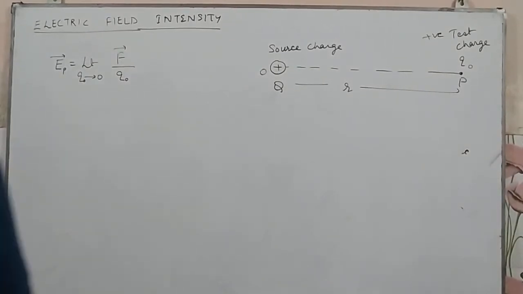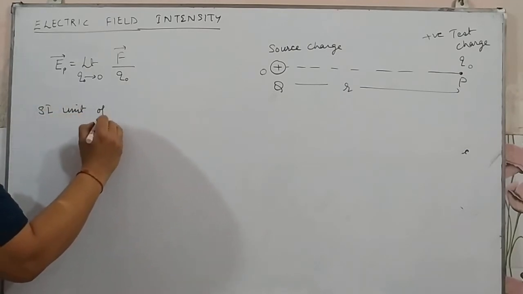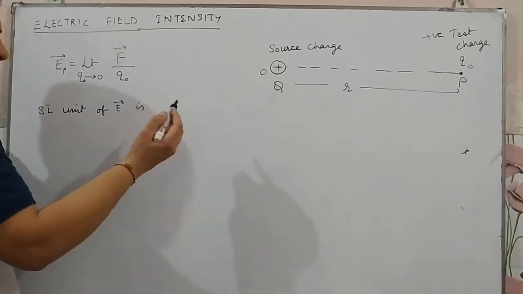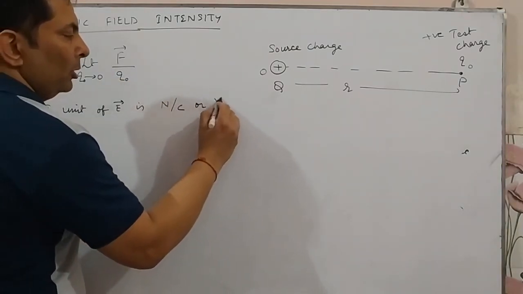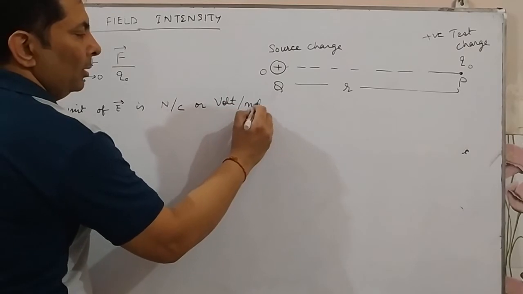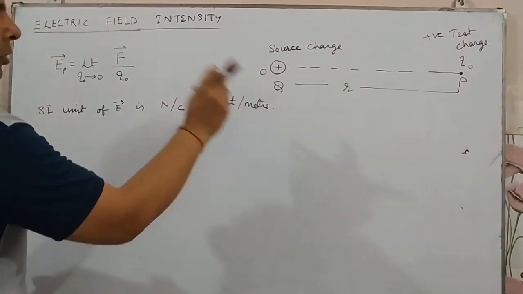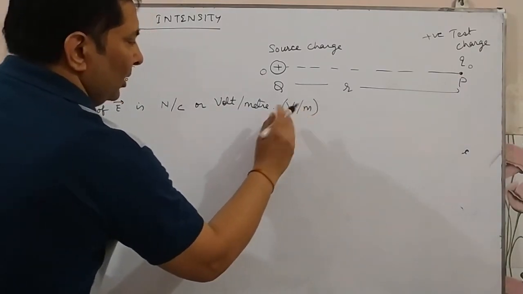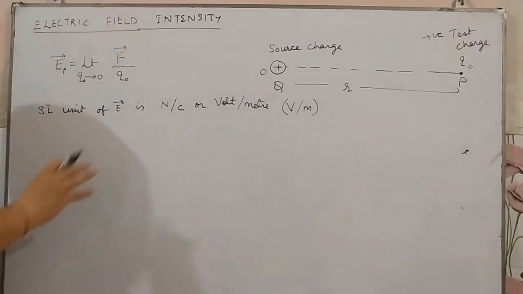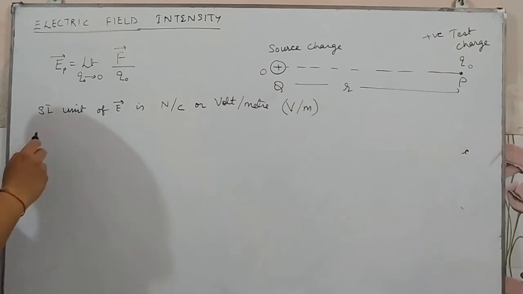Now the SI unit for electric field intensity is Newton per Coulomb. It is also denoted as volt per meter. We have two units for this: Newton per Coulomb, and volt per meter, which I am writing in complete form because it may be difficult to understand what the symbol stands for. Next, we have the dimensional formula.